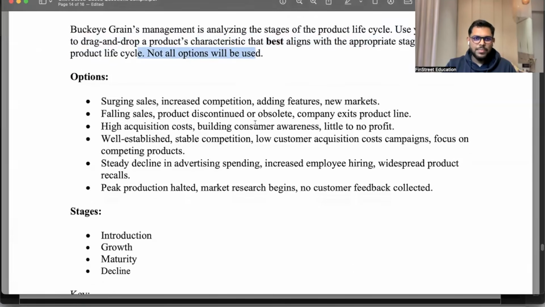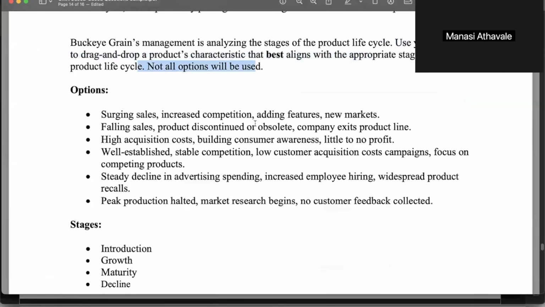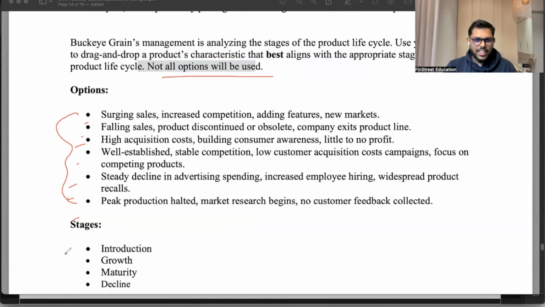इसका meaning simple है. In your school days, क्या आपने match the following कुछ किया है क्या? Left side को right side के साथ match करना था. Yes, sir. हाँ. This one is exactly the same type of question. लेकिन यहाँ पर they have mentioned not all options would be used. So यहाँ पर let's say we have 6 options, 6 options हैं and stages are 4: introduction, and so on. So all you have to do is match them. Now let's start matching them.